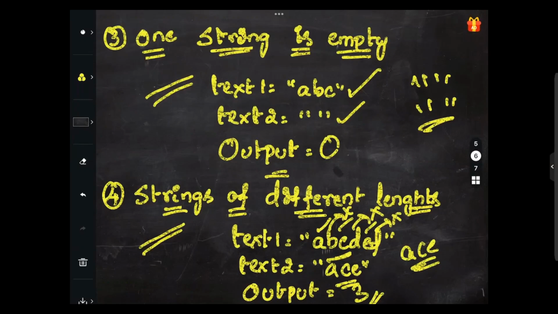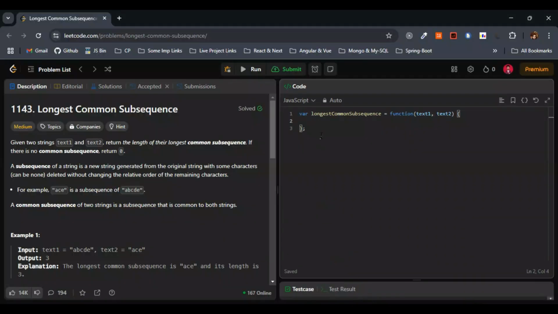Right, now let's start writing the code. Here we will be making use of the length of text1 and the length of text2 within the code. So instead of writing text1 dot length every time, let's use two variables and assign the lengths of text1 and text2 to them. So let m equal text1 dot length and n equal text2 dot length. This is fine.